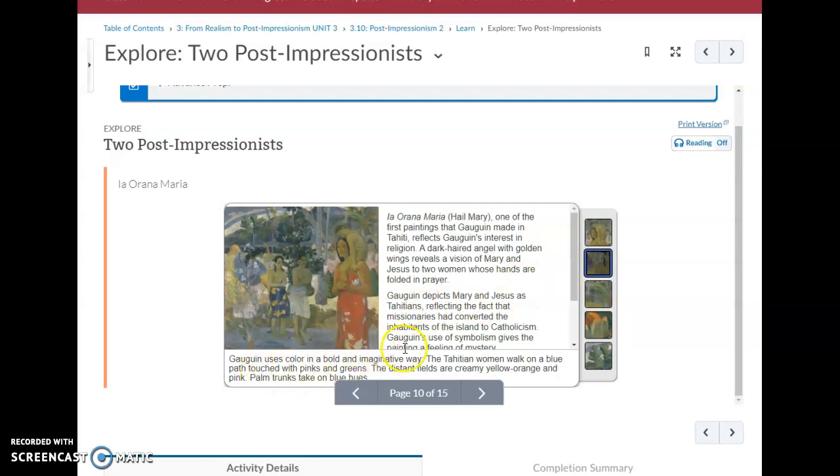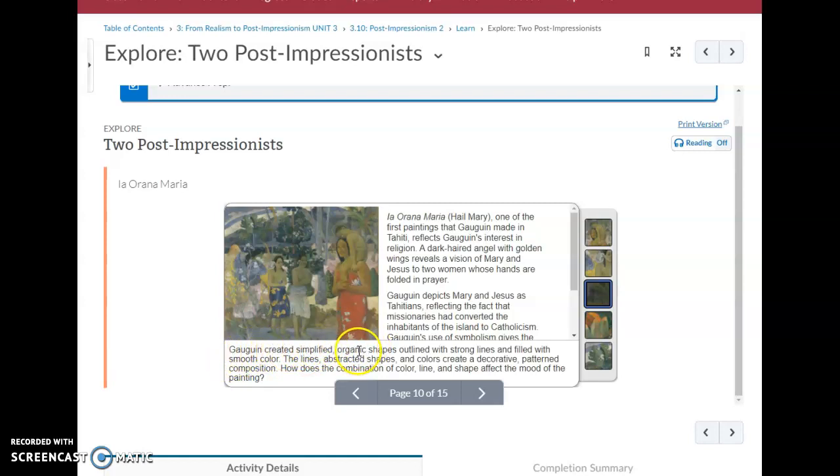So Gauguin uses color in a bold and imaginative way. The Tahitian women walk on a blue path touched with pinks and greens. The distant fields are creamy yellow, orange, and pink, and palm trunks take on blue hues. So he's using color in a way that's not very realistic, but it sort of plays into what he felt about color and emotion and symbolism.